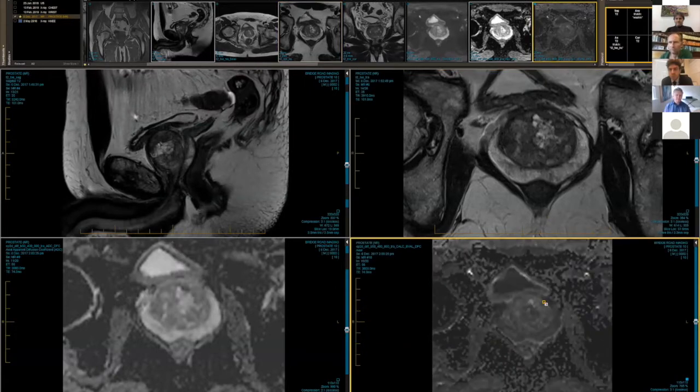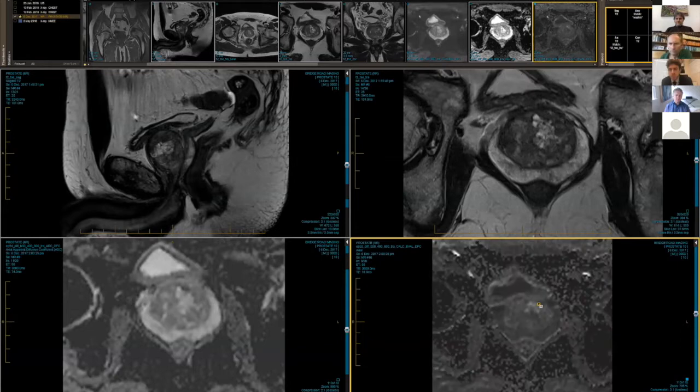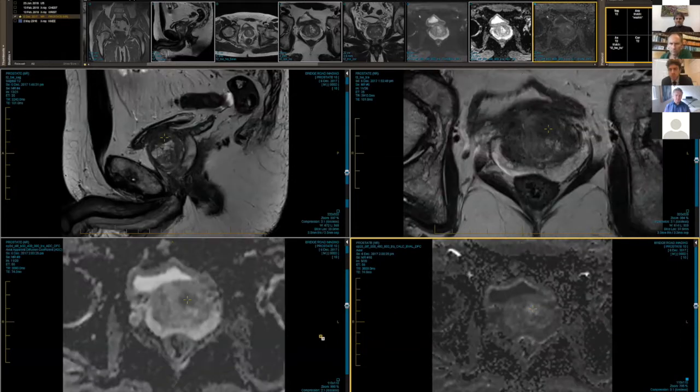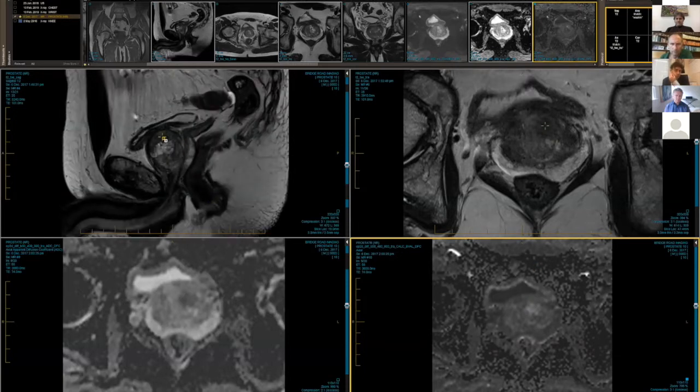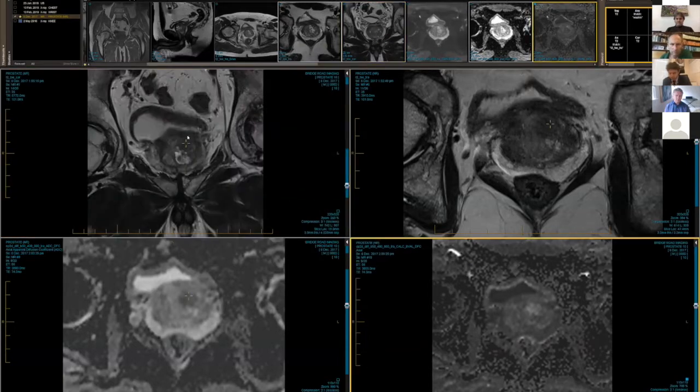It's bright on, and as we go further down, it gets brighter. We can see it's dark on the ADC here, bright on the high B value diffusion imaging here. And it's a little bit blurry here. The margin is not quite as clear as it should be. But if you look at the same area on the sagittals, it's almost got a black line around it. And if we look at that on the coronals, it's almost got a black line around it.